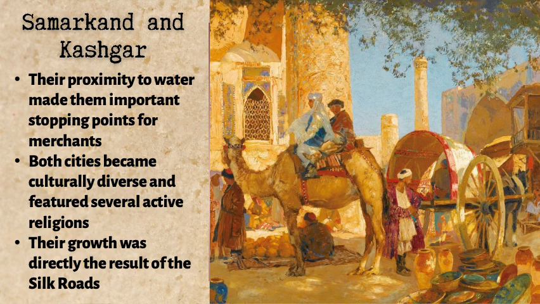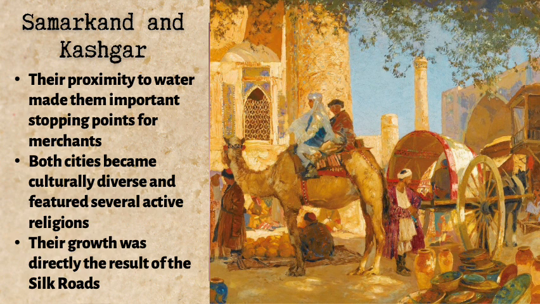Samarkand, located in present-day Uzbekistan in the Zeravshan River Valley, became a major stopping point along the Silk Roads that connected China and the Mediterranean. Because the city was built around this cross-cultural trade, it was an incredibly diverse city that featured various religions including Buddhism, Islam, Christianity, and others.